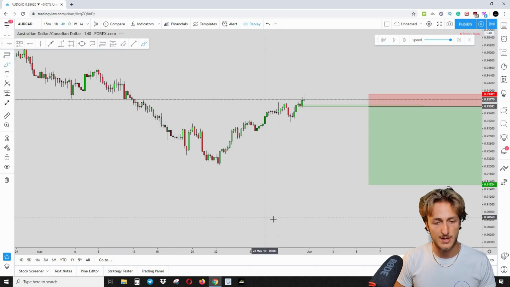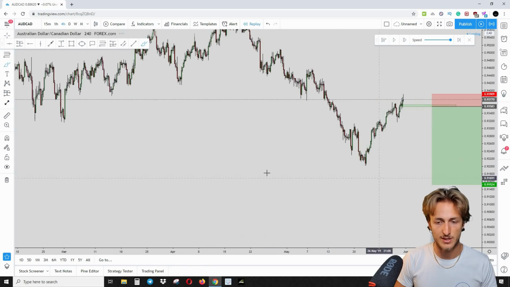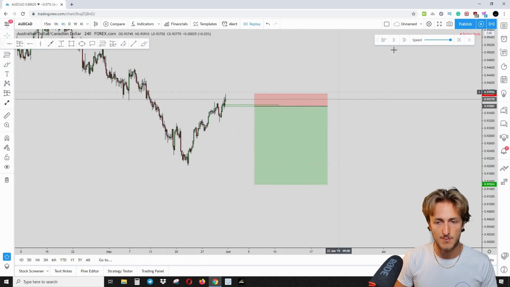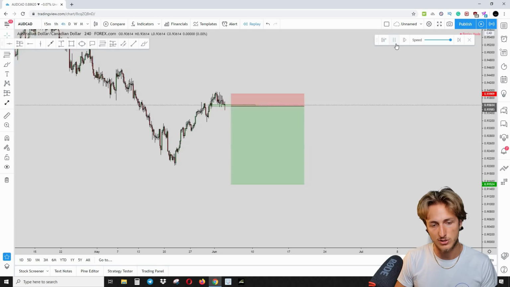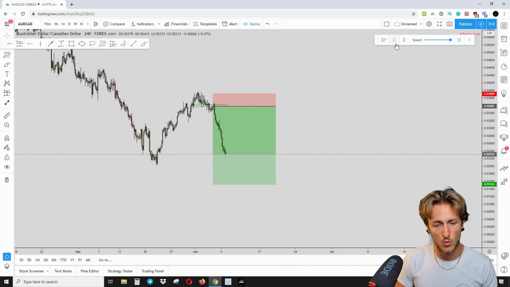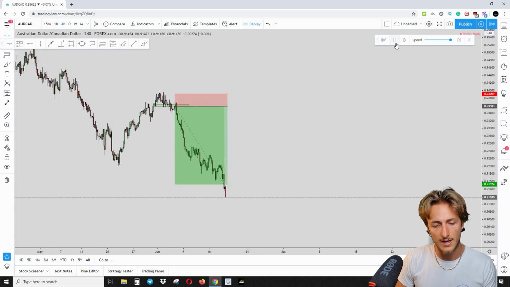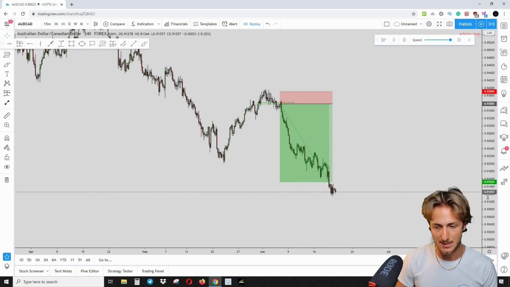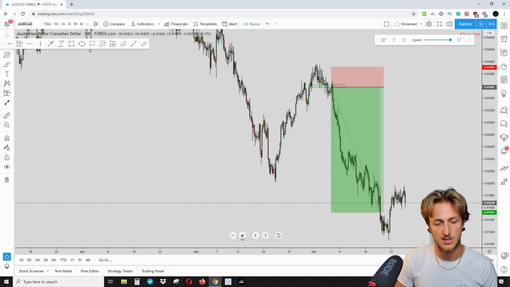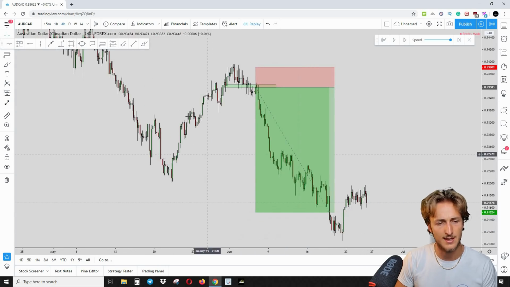Now from a 4-hour perspective, obviously I can't share my rules for entry, but it was a very nice and solid trade to the downside. It was a very nice 1 to 6 risk to reward to the downside. Now, if you're asking yourself why our take profit was exactly here, that I can tell you.